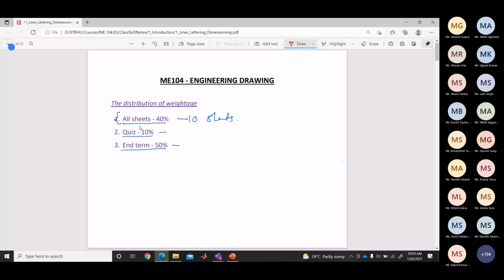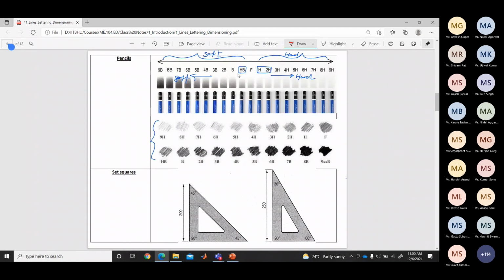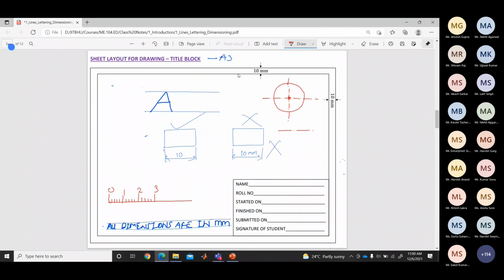So we have to do it in A3 sheets. Yes, I already told you, right? You purchase a notebook of A3, or you can also purchase A3 loose sheets. And you prepare the layout with a title block like this: name, roll number, started on, finished on, everything here.